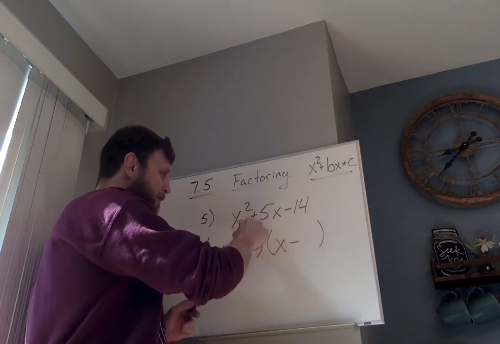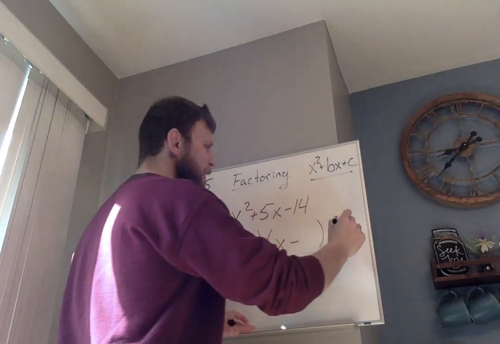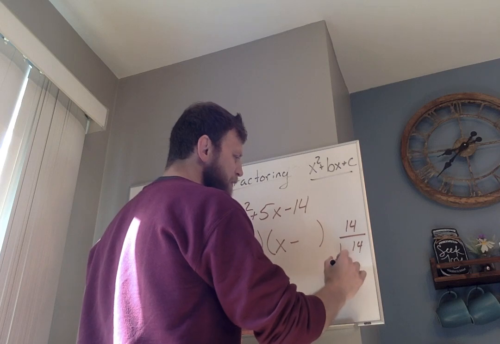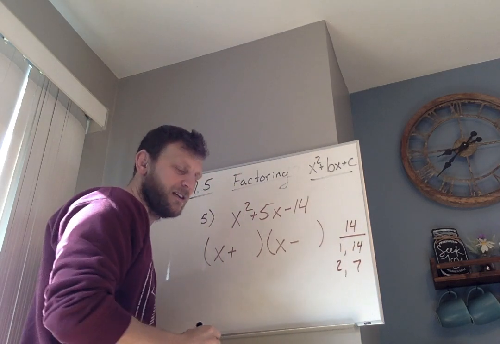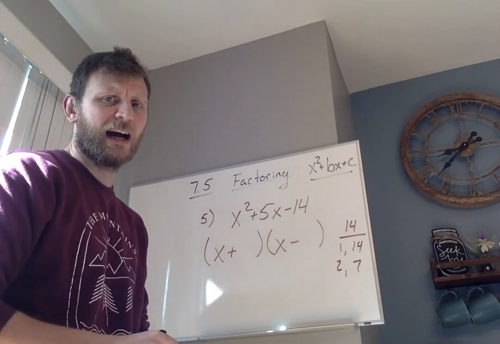I know because this is positive that my bigger number needs to be with the positive sign. So I'm going to look at 14. I'm thinking of all my factors of 14, 1 and 14, 2 and 7, all that fun stuff. Now I'm thinking, which of these factors can give me 5?